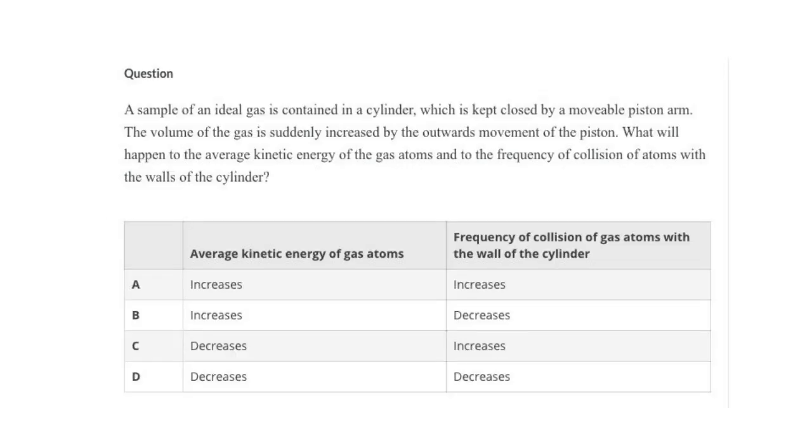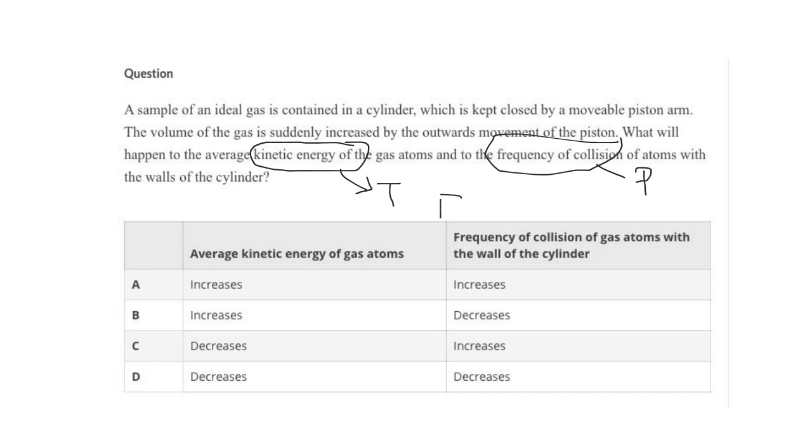So this is a descriptive question. A sample of an ideal gas is contained in a cylinder, which is kept closed by a piston. The volume of the gas is suddenly increased. What will happen to the average kinetic energy and to the frequency of collisions? Now, this is a sneaky way of asking you, what will happen to the temperature? And what will happen to the pressure? Because we know that kinetic energy is proportional to temperature, and frequency of collisions is a measure of the pressure.